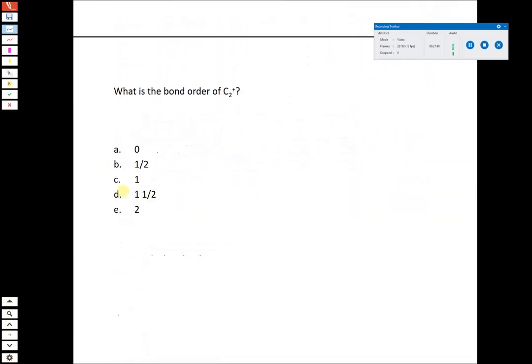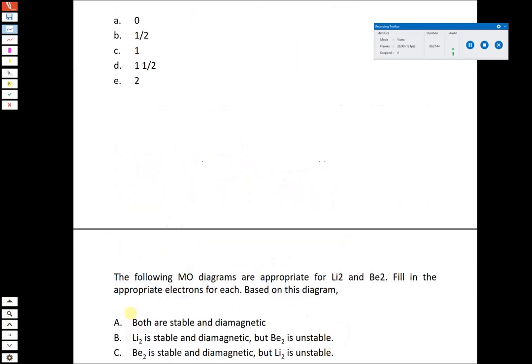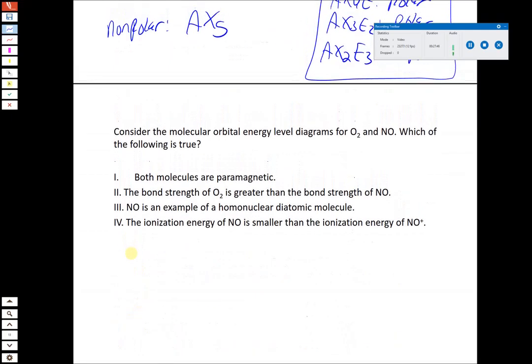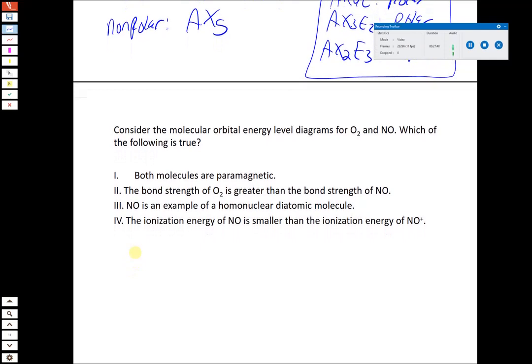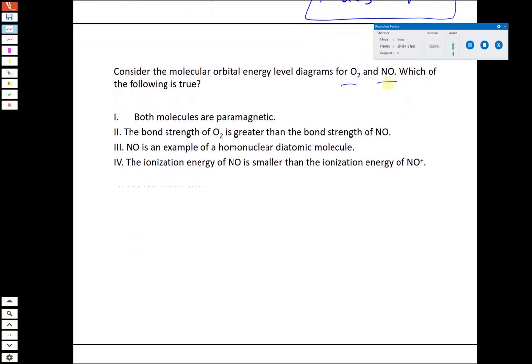Alright, the last few questions deal with molecular orbital theory. So this one I don't think I intended to go over, but I guess I will. We have molecular orbital diagrams for O2 and NO. Which of the following is true? So for this we have to draw these diagrams. Now NO, we didn't specify which diagram to use. Normally we would tell you if it mattered, because remember there's 2 different diagrams.